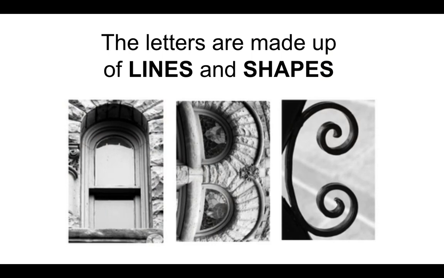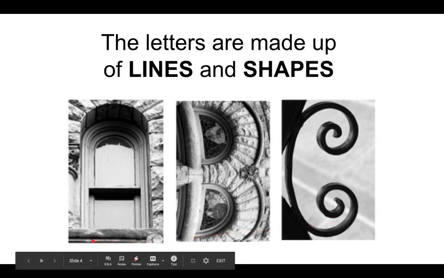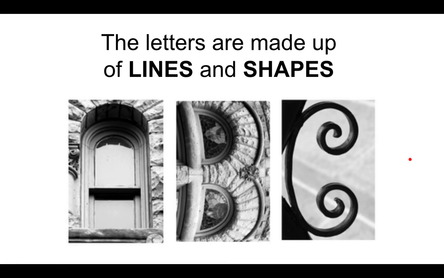So the letters in alphabet photography are made up of two of the elements of art that we've been studying, lines and shapes, right? So if you look at these three photographs, this first one, if you trace it, looks like an A. The second one looks like a B. And this third one looks like a C. So each of these photographs is made up of lines and or shapes that create the illusion that these objects are a letter.